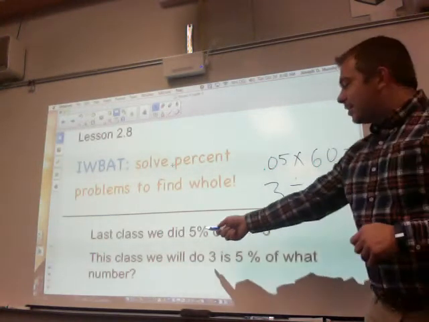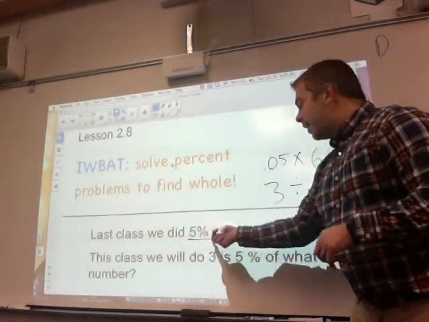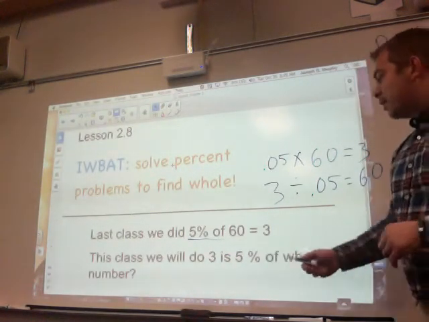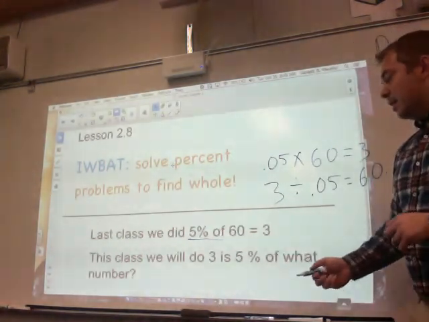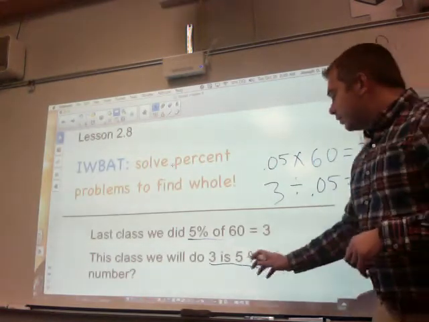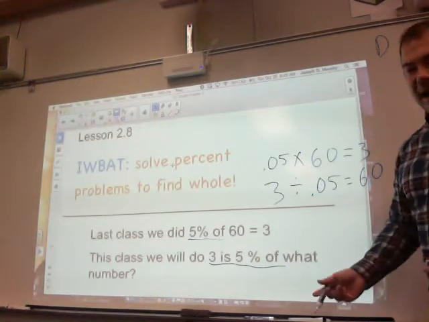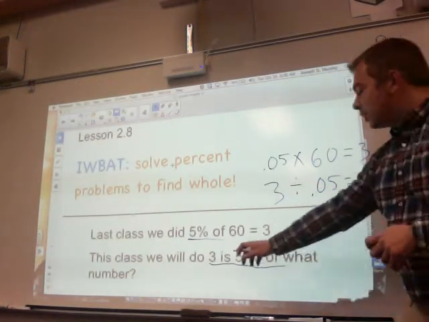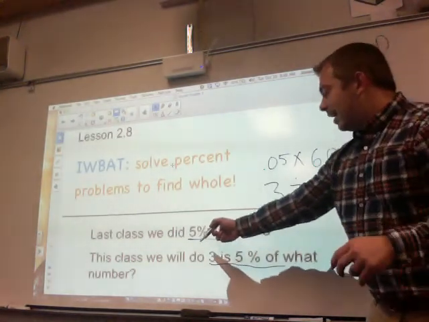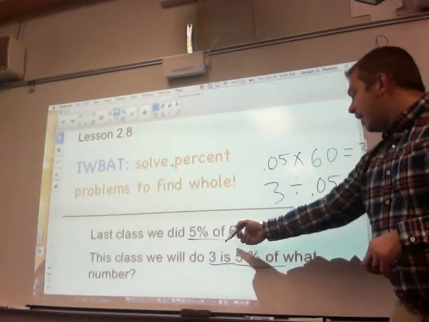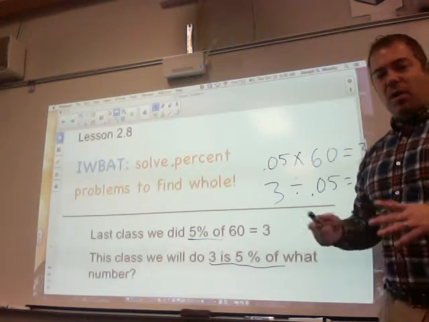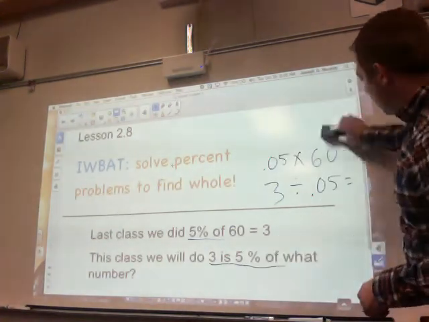So when you see "3 is 5% of what number?", it's division. Last class was "5% of." When the percent and "of" are first, it's multiply. This is "3 is 5% of what number?" So when the 5% of is last, then it's division. You just go in order, really. 3 divided by 5%. Last video was 5% times 60. Today is going to be the reverse. If that's confusing, we'll help you out tomorrow, but hopefully by the end of this lesson, you've got it.